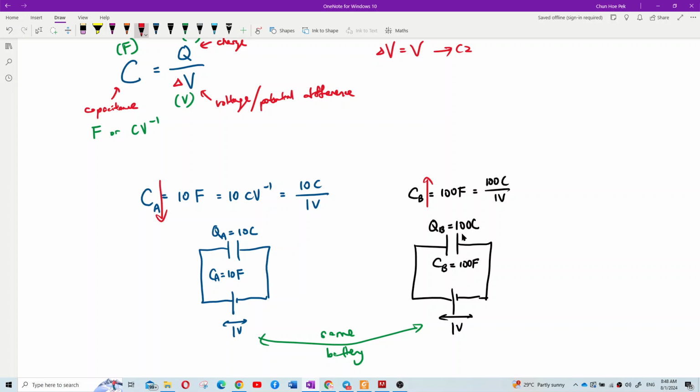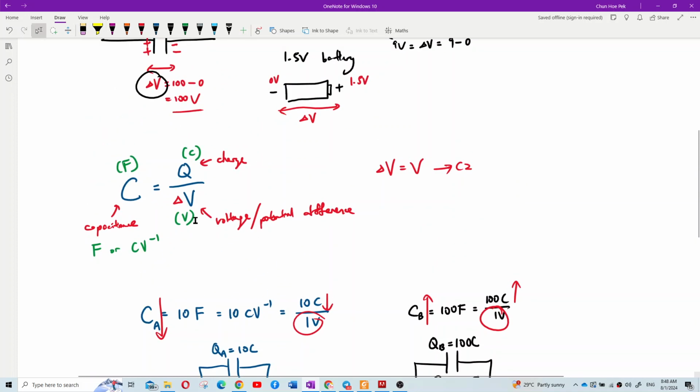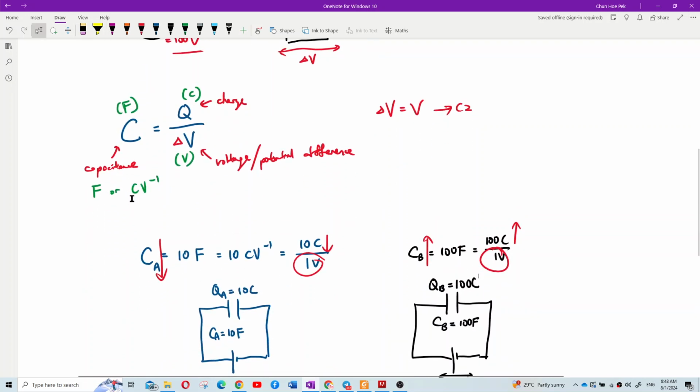Because it stores more charge for the same amount of battery, 1 volt. Understand? It stores more charge for the same battery. That's the meaning of capacitance. Charge over voltage. That means coulomb per volt. More coulomb for every volt. Higher capacitance means more coulomb for every volt of potential difference.